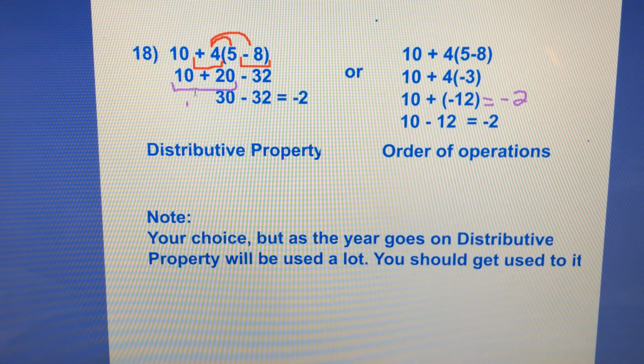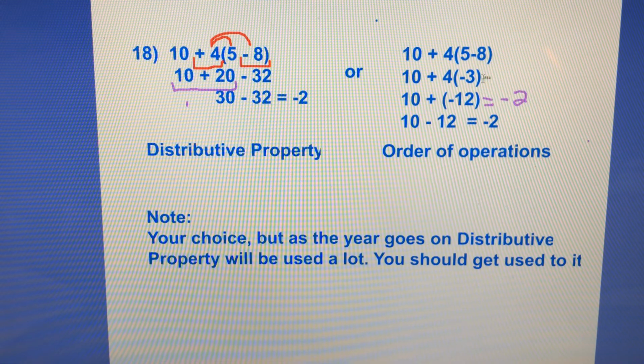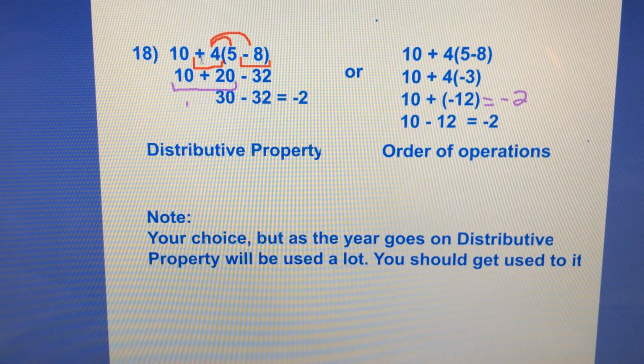Let's look at the distributive property again. In this case, I have 10 plus 4 times 5 minus 8. Parentheses and/or multiplication comes first. So whether you solve what's in the parentheses, as I do on the right, first, then multiply, you can do that. Or you could have used the distributive property. And I could have done 4 times 5 is positive 20, 4 times negative 8, negative 32.